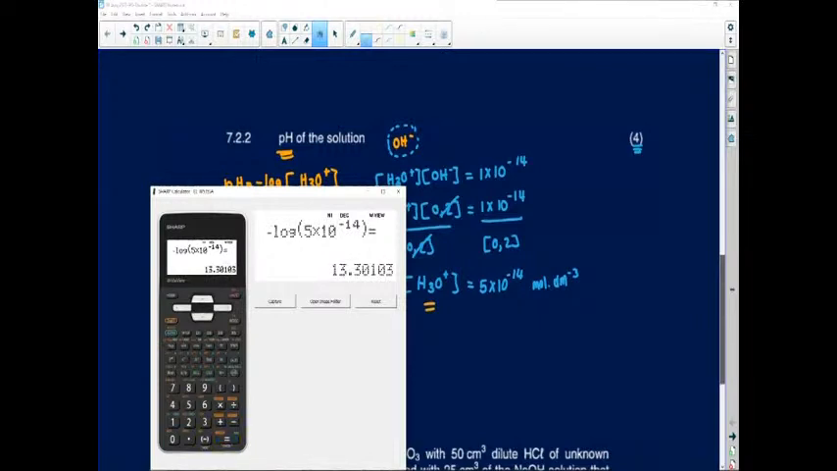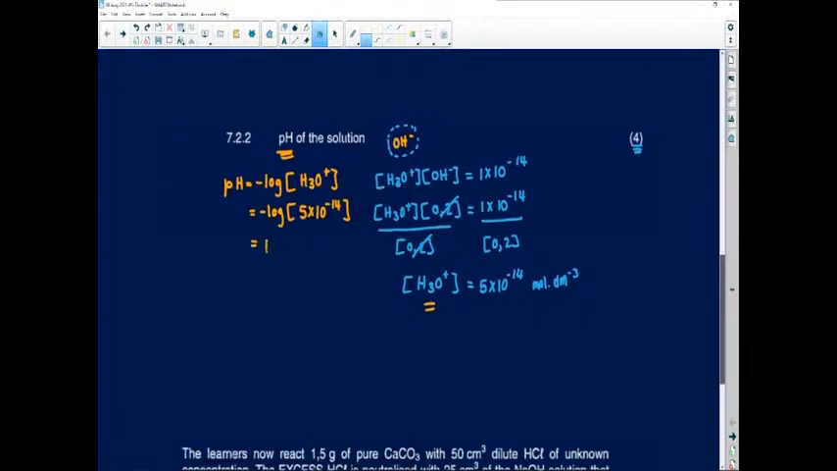If the third number is less than 5, then it doesn't change the number in front of it. So I'm going to leave it as 13.30. I just want to show you here something quickly. Your answer should actually guide you.